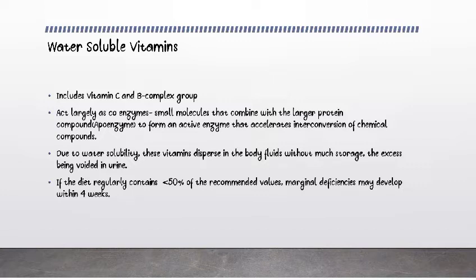These vitamins disperse in the body fluids without much storage, and the excess can be voided in urine. The urine can flush it out; there is not much storage of it in the body. If the diet regularly contains less than 50% of the recommended value, marginal deficiencies may develop within 4 weeks.